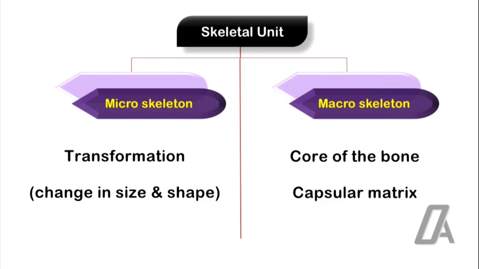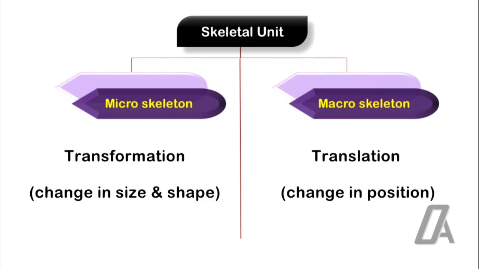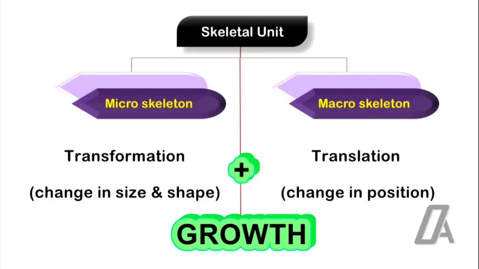The macroskeletal unit includes the core of the bone. It is affected by capsular matrix. This causes translation of bone, which leads to change in position of the bone. Both the process of transformation and translation together leads to growth.